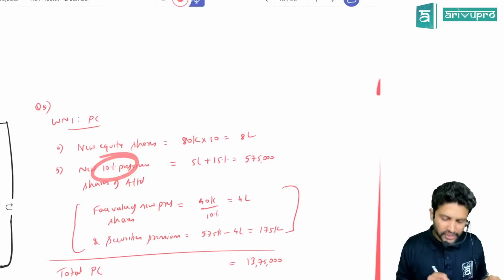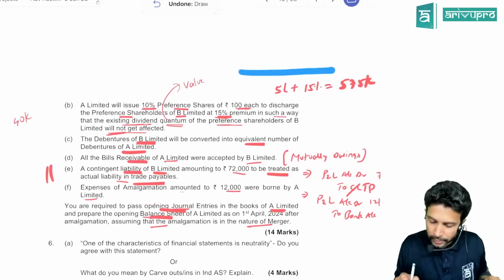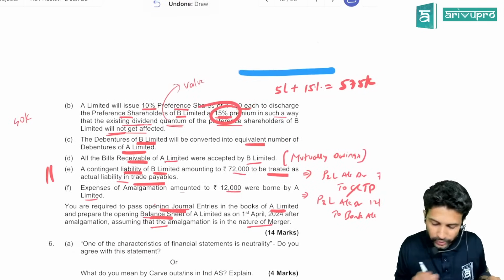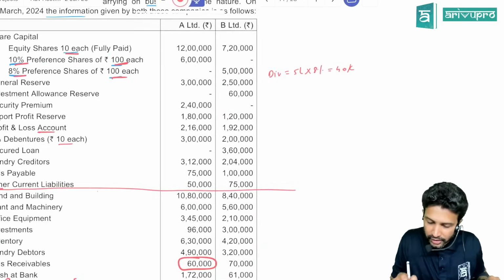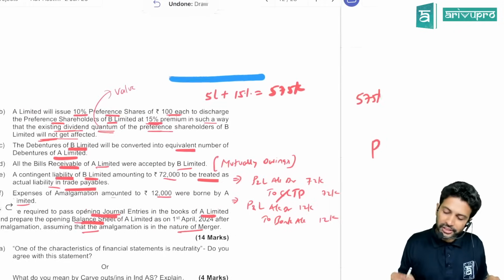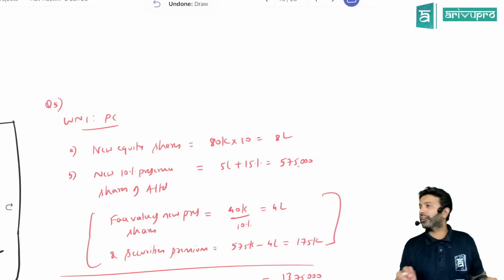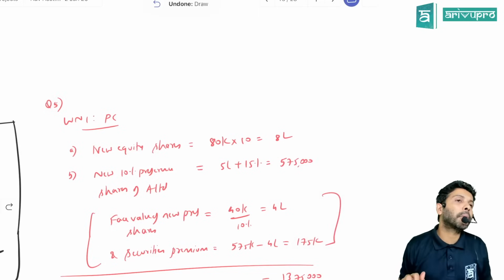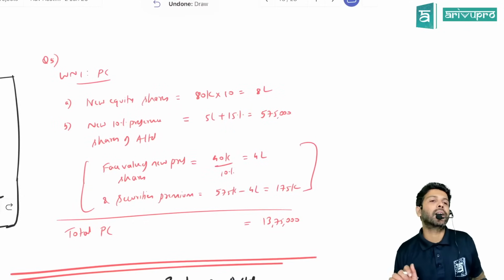Were new preference shares given? Yes. How much value? 10%. They told that preference shareholders of the selling company will be taken over at 15% premium. What is the preference share capital of the selling company? 5 lakh. Is it taken over at 5 lakh or 15% extra? How much is that? 5 lakh 75,000. That means the value of new preference shares given is 5 lakh 75,000. Any problem? If you add these two, you will get total PC, which is 13 lakh 75,000.